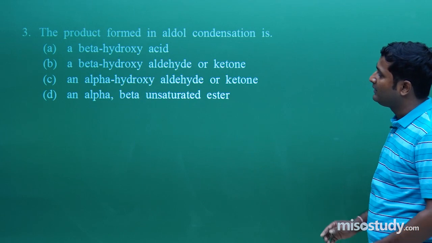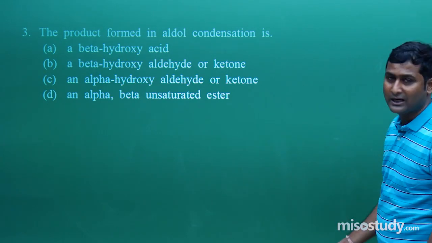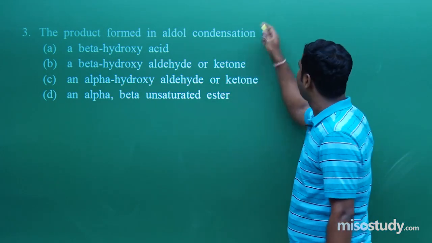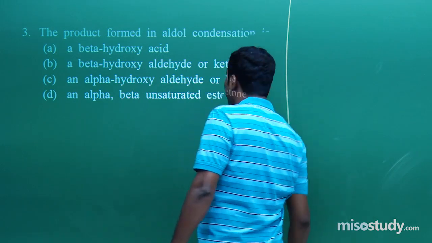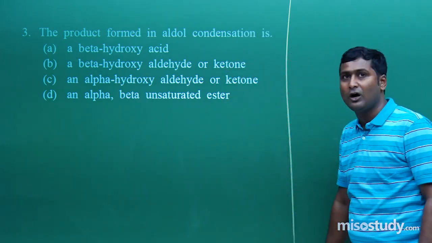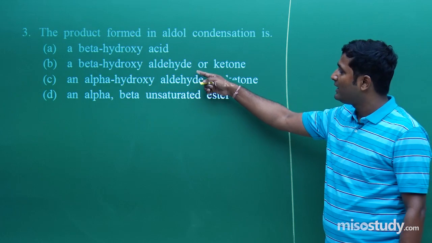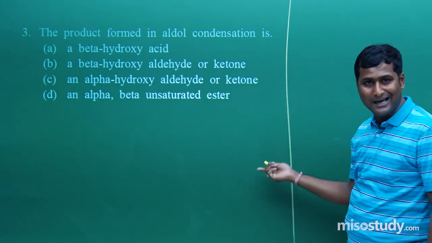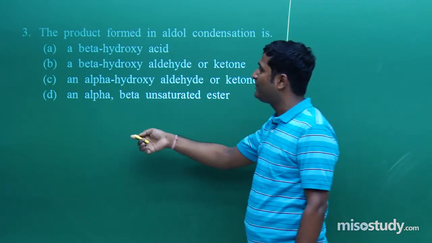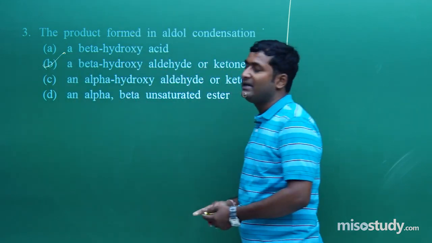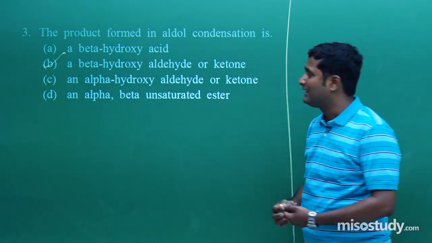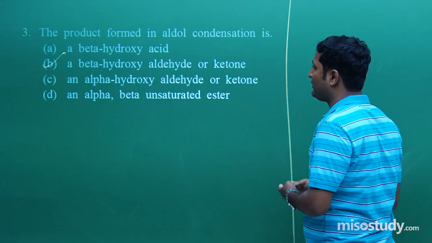Now question number 3. The product formed in aldol condensation. As I told you in my previous example, the product formed in aldol condensation is a beta hydroxy aldehyde or ketone. It's simple. So for question number 3, B is the correct option. Clear? I have given the example in my previous lecture.